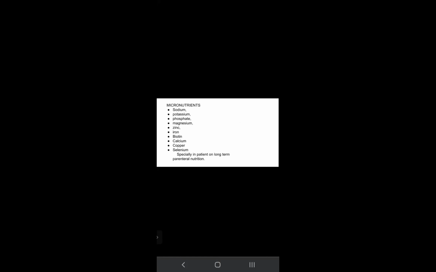Now, micronutrients like sodium, potassium, phosphate, magnesium, zinc, iron, biotin, calcium, copper, selenium, these we need to supplement to our patients, especially in patients on long-term parenteral nutrition.